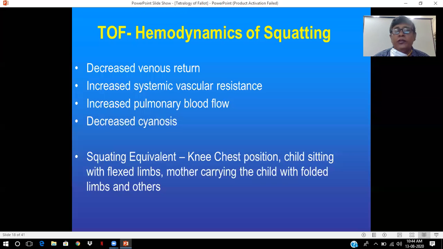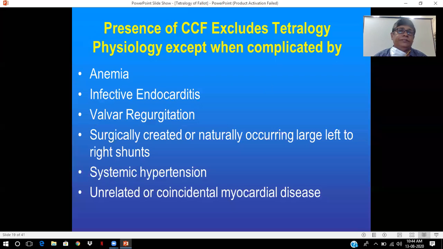Squatting is equivalent to the knee chest position. If you hold the child in the knee chest position also, this is equivalent to the squatting position, or the child sitting with flexed limbs, mother carrying the child with folded limbs. And in a small infant, you can carry the child in your lap with folded limbs.